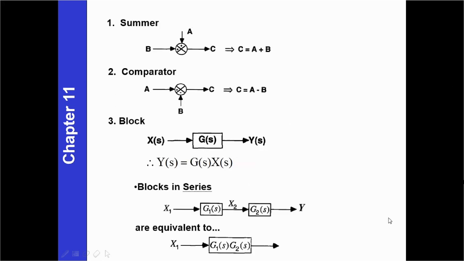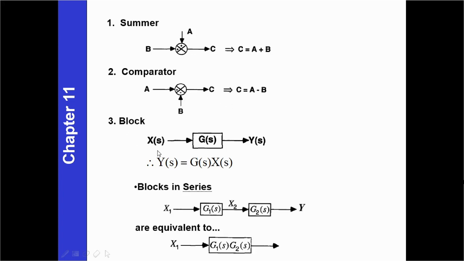So in this case, for the summer, where A and B are coming in, we say C equals A plus B. We are talking about the transfer functions: the transfer function C is given by A plus B. For the comparator, A is going to C, but there is an error of B. Then you can say C equals A minus B. Because this is minus, this is positive, so C equals A minus B.